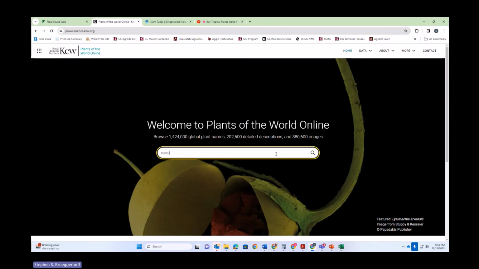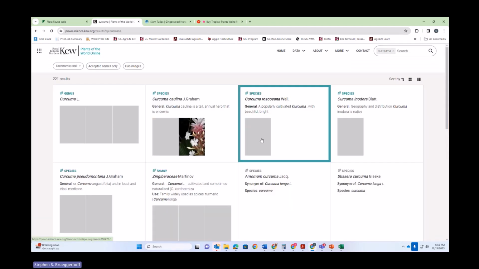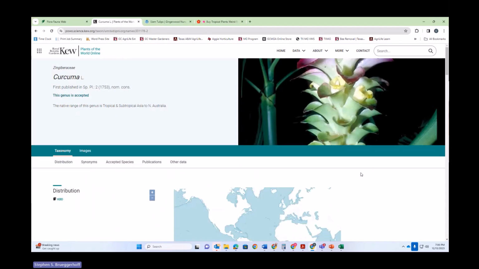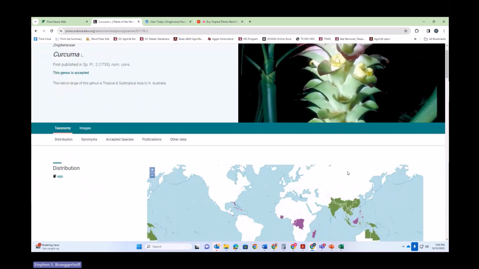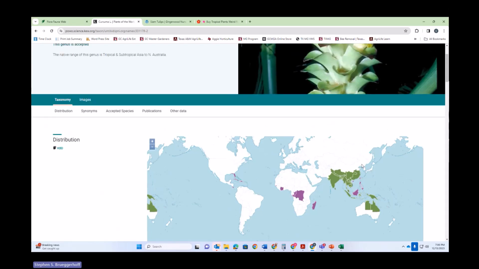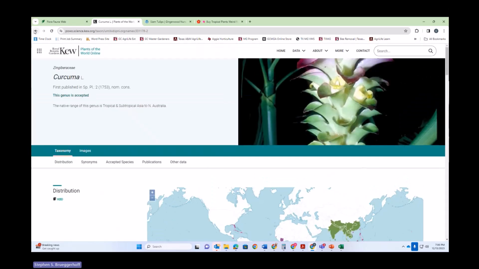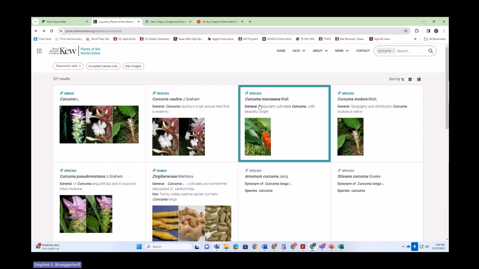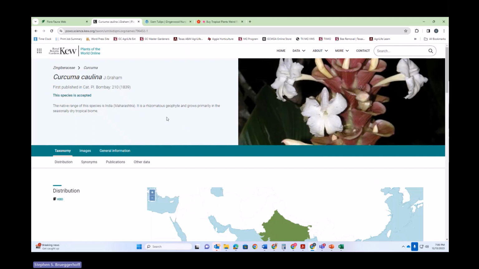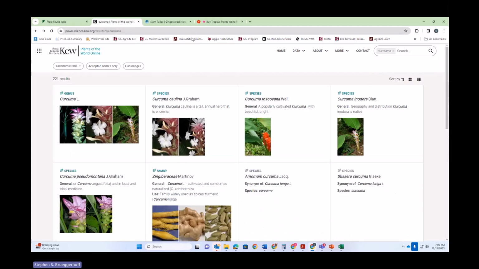Let's do this really quick. Let's look at Curcuma. Type in Curcuma and ta-da, get some great information. This resource is mostly about natural distribution of these plants, but I did get to pick up additional information about some of these plants from this website. Native range of the species is in India for Curcuma caulina. Doesn't mean you can get this plant online. It's just another resource where you can identify and get more accurate information.